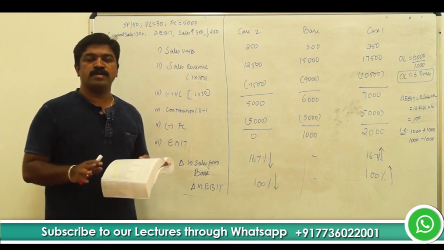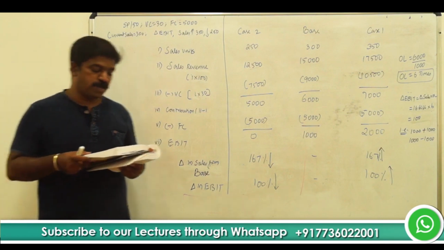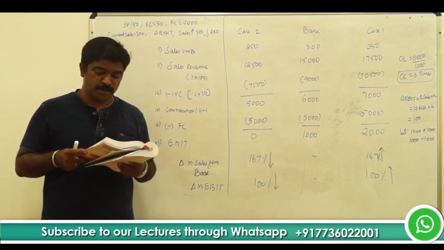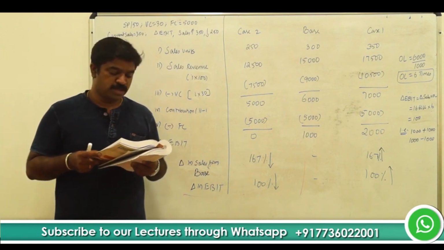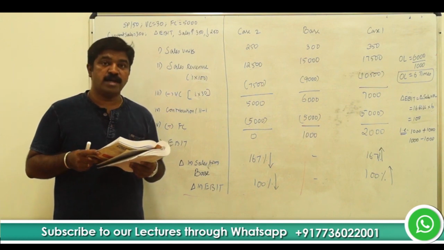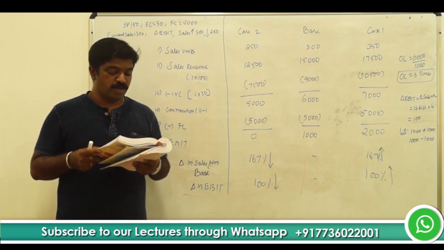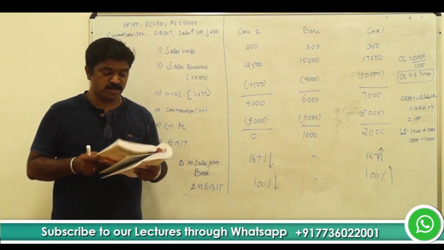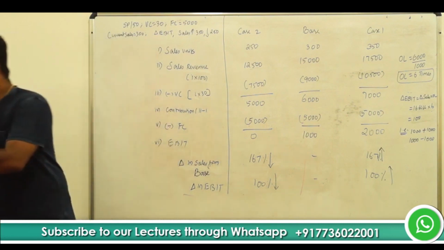Let's move on to another case study on operating leverage. A firm sells its product for 50 per unit. It has variable operating cost as 30 per unit and fixed operating cost as 5,000 per year. Its current level of sales is 300 units. You have to determine the degree of operating leverage. What will happen to EBIT if sales changes? That is, if it rises to 350 units and decreases to 250 units.